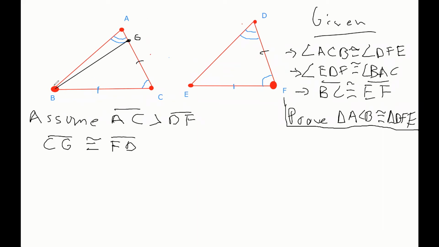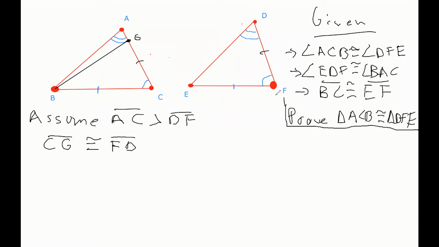So great, we can see that we have a new triangle here with this side length being congruent to here. This angle is congruent to this angle, that is angle DFE congruent to angle GCB. And we also have a side length here. This base is still congruent between triangle BGC and triangle EDF.